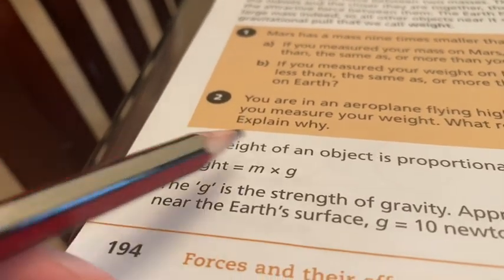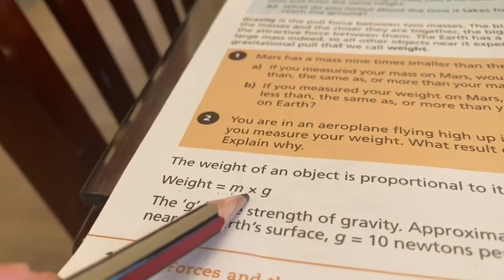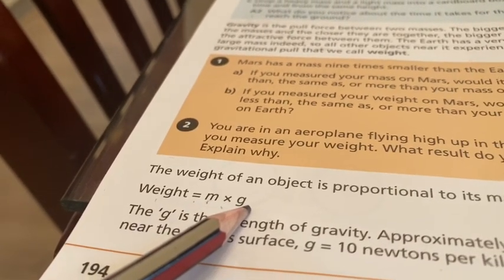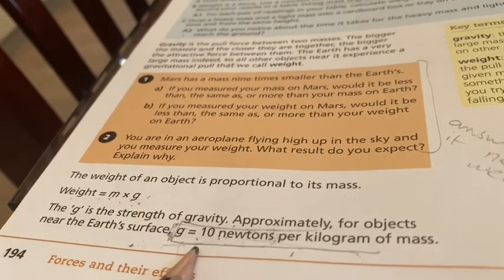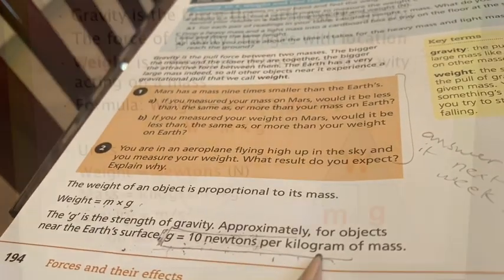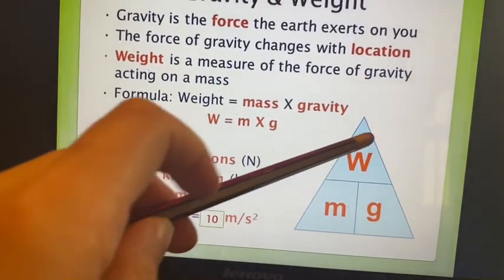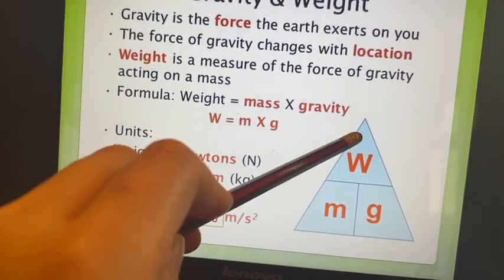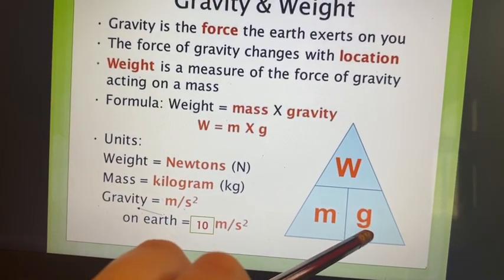In your book, there is a rule that you have to follow. Weight equals m, this is the mass, multiplied by g, the gravity force. And as we said before in this activity, the gravity force on Earth is 10 newtons per kilogram. And you can use this triangle to know how to calculate weight, mass, gravity. W is for weight, and this is mass, and this is for gravity.